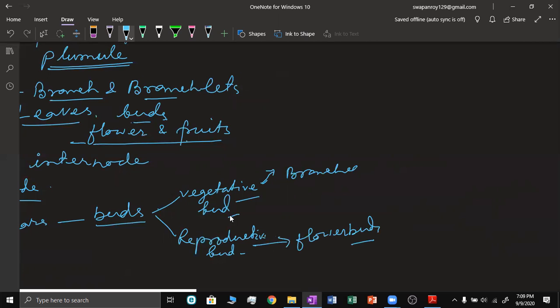The positions of these buds are also different. The bud may be terminal or it may be axillary. A terminal bud is at the tip of the plant, and an axillary bud is at the axil of the leaf.